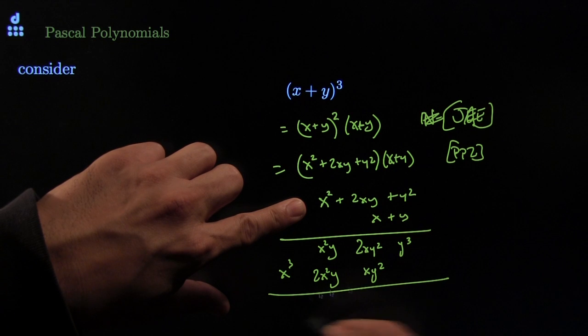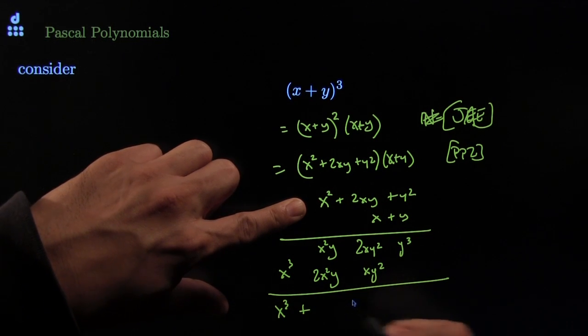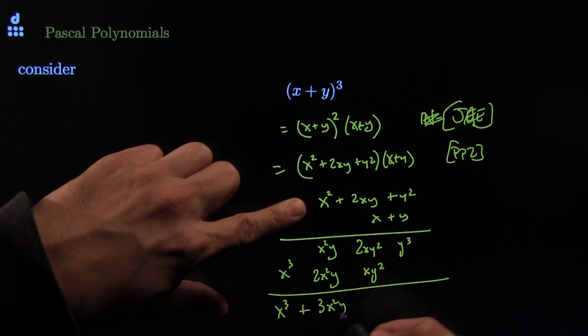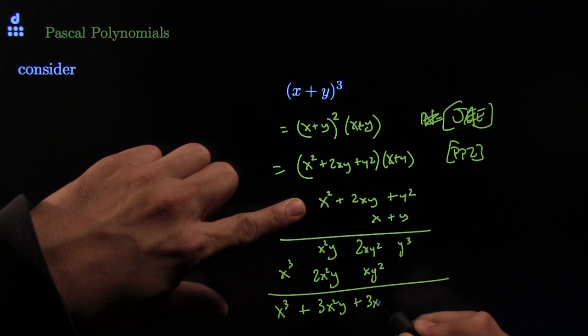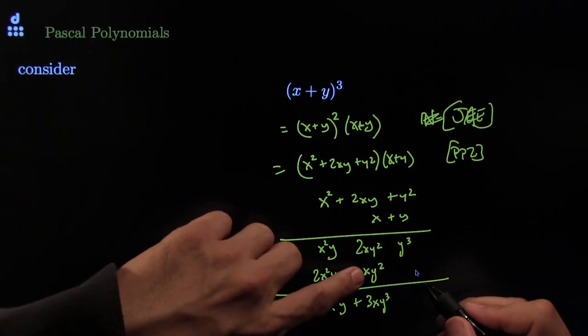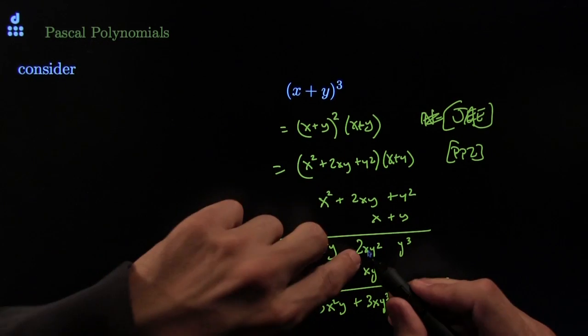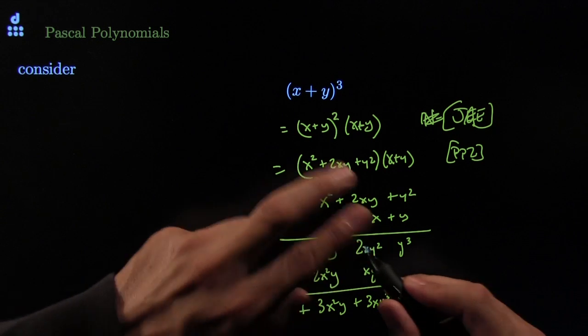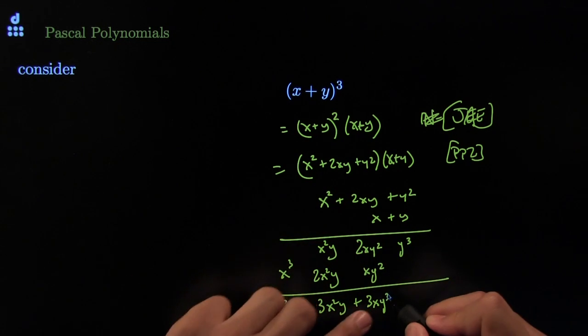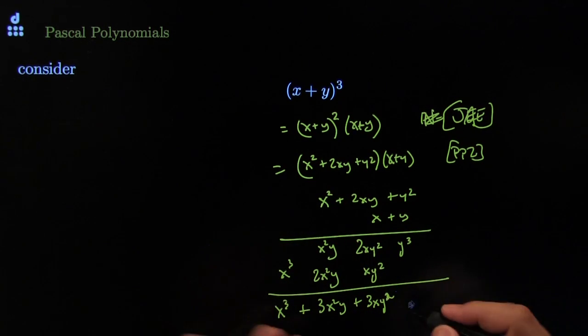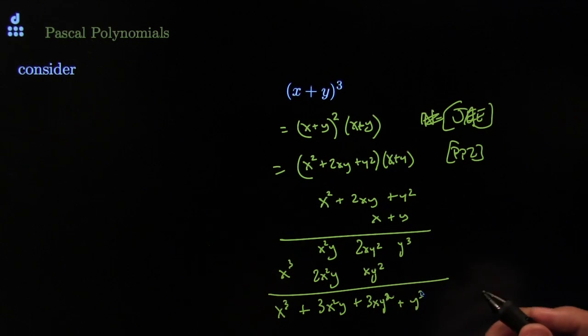x to the third, and so I get that this is x to the third plus 3 of these, 3x squared y, plus 3xy to the third. I have an xy to the third, and I have 2 more xy, sorry, xy squared, and 2 more xy squared, a total of 3xy squared, plus a y to the third, and now we're good.